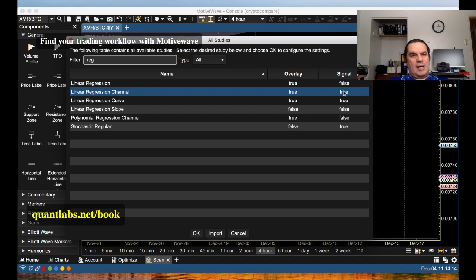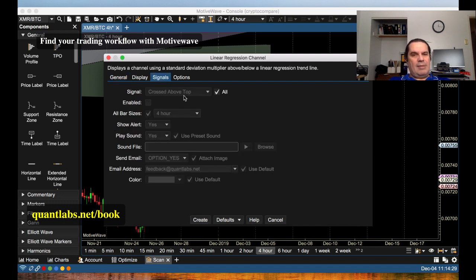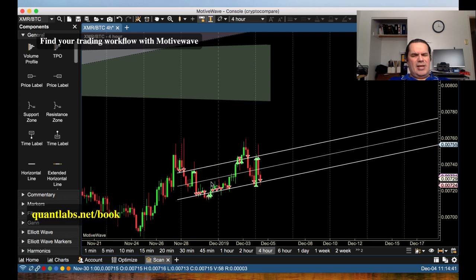Don't go with these ones that say there's no signal. You'd be wasting your time otherwise. But let me show you the regression channel here. And again, just use the defaults for now. But again, you can see that there are signals that can be played. And this one gives you signals if the price moves above the top or below. So there are many options here. So here you could see that this might be kind of useful.